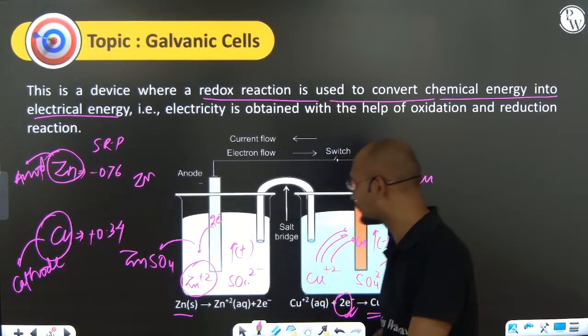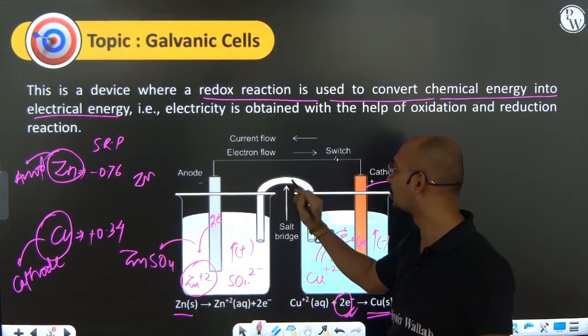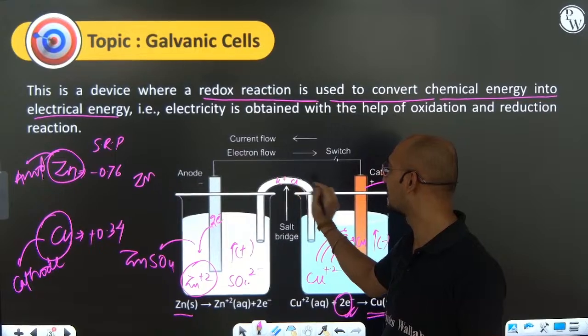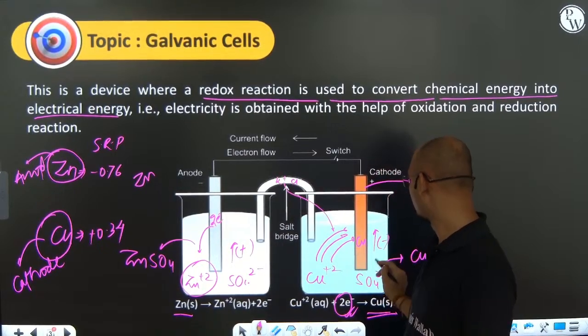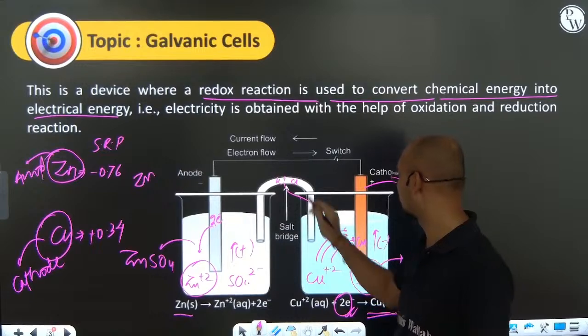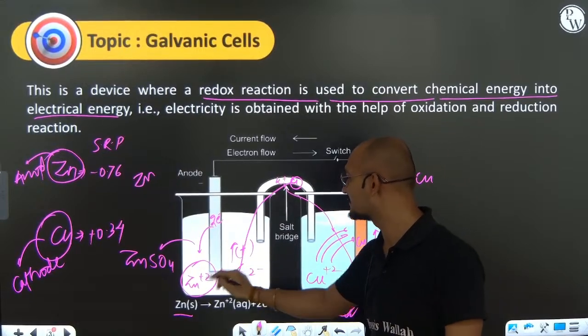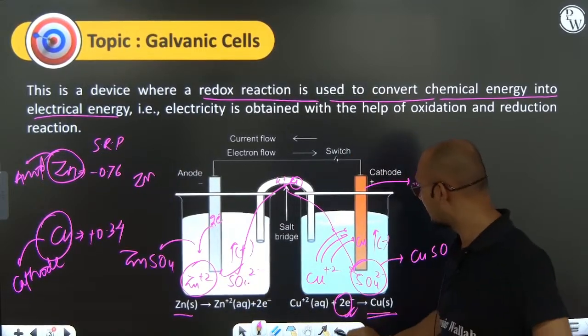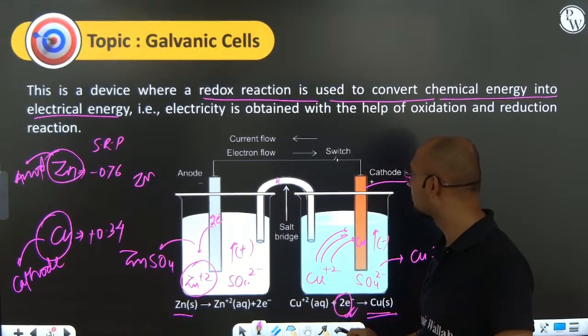So to stop this, we use a salt bridge. In the salt bridge, let's say potassium chloride is there. Potassium will go to neutralize the sulfate, while Cl minus will go to neutralize the zinc ion. Okay, so this is something that we have to understand. Basically, that is how the salt bridge works.